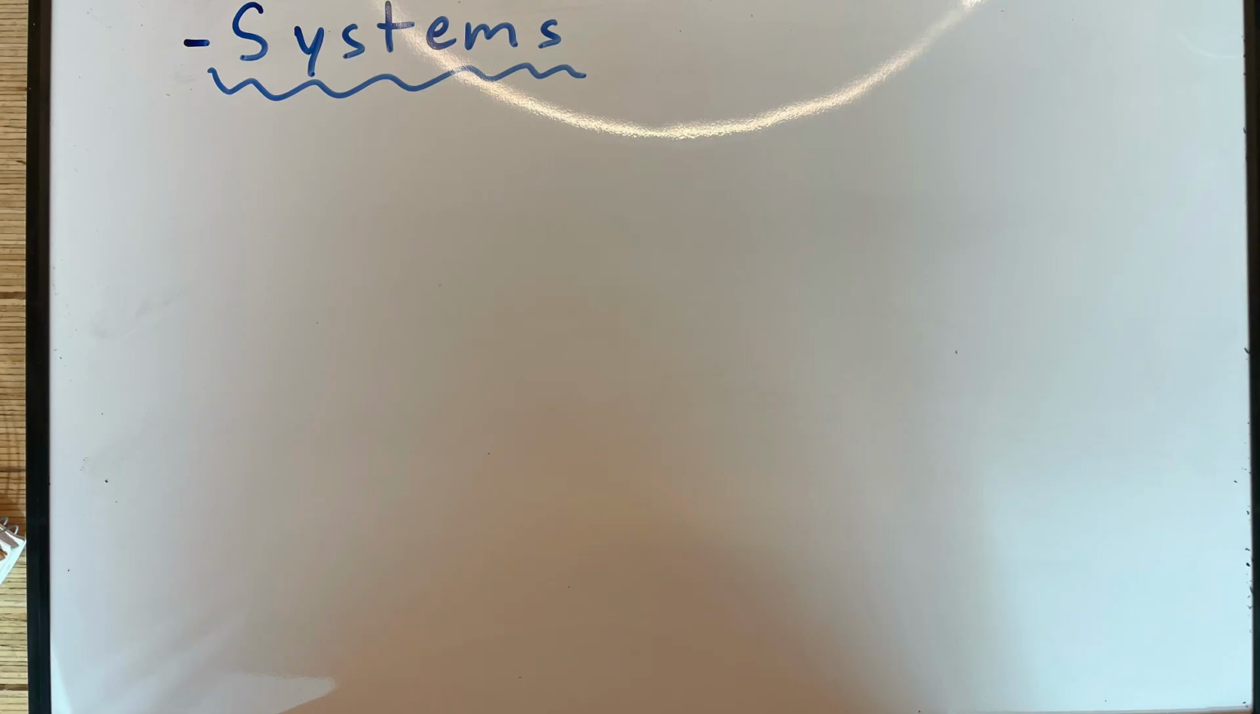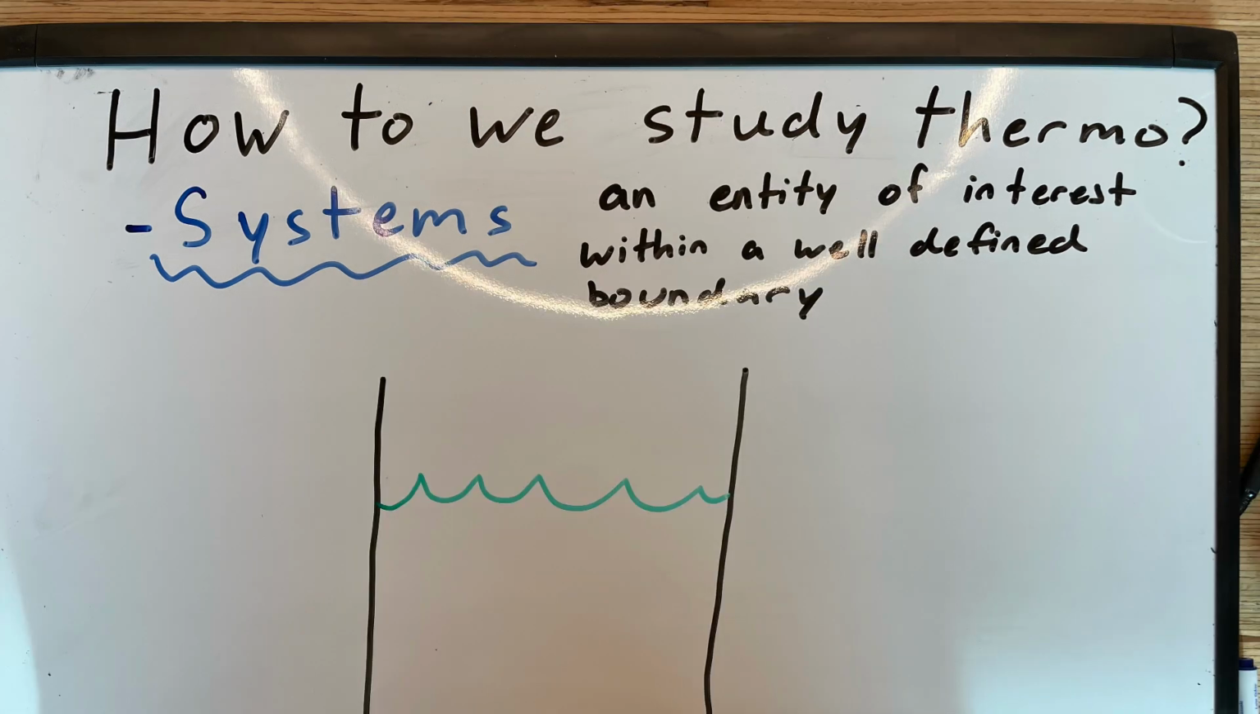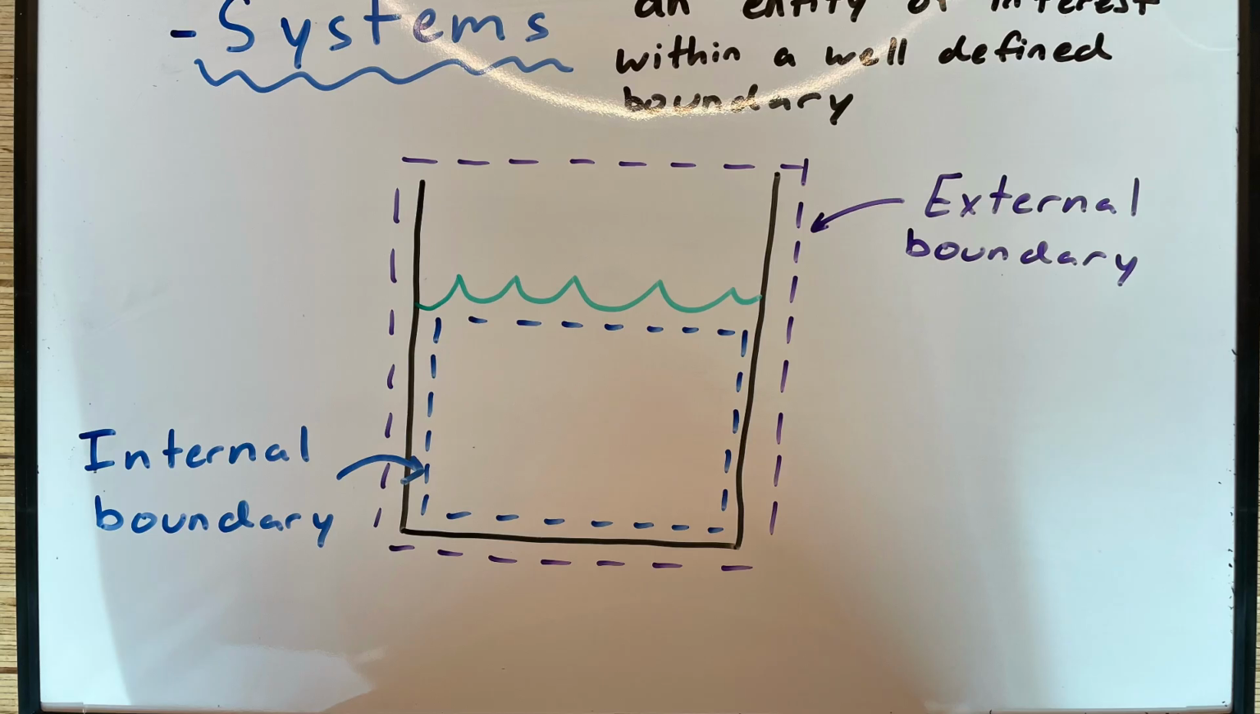So how do we study thermodynamic interactions? We can study the systems that the interactions are happening in. A system is an entity of interest with a well-defined boundary. For example, if we have a glass of water, we can define an internal boundary. In this case, the internal boundary would be the water inside of the glass, denoted by the area inside the dashed lines. We could also define an external boundary.